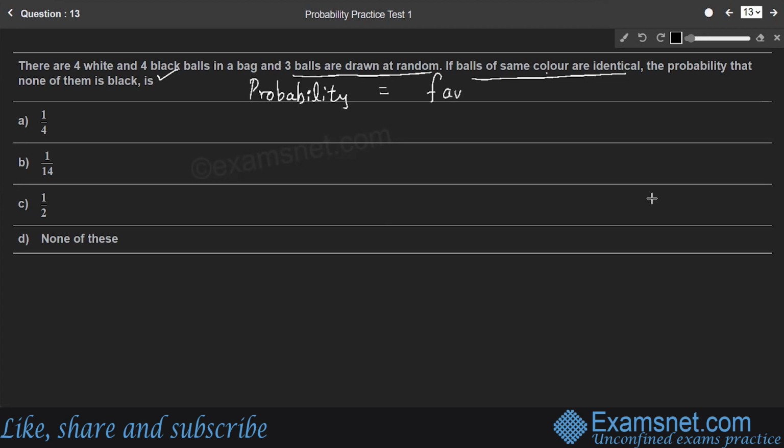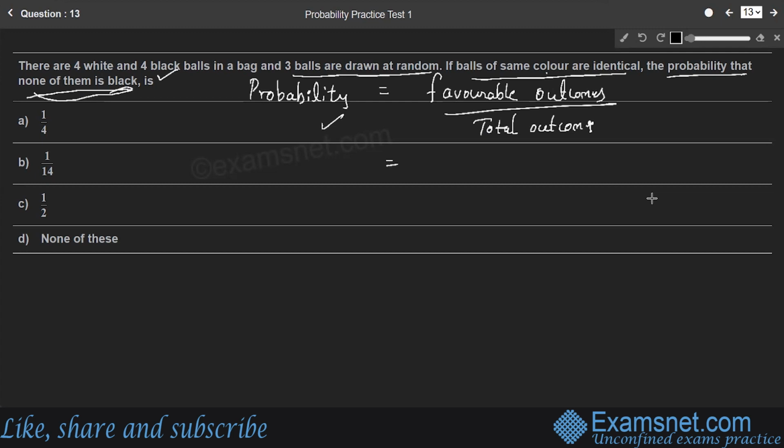Probability is equal to favorable outcomes divided by total outcomes. Here, favorable outcomes are the number of ways in which we can draw 3 identical, same colored balls. Here it is strictly given that the probability that none of them is black. So in how many ways can we draw only white balls? Particularly 3 white balls. So the meaning of none of them is black is the number of ways in which we can draw only white balls. Based on that, the given probability depends.